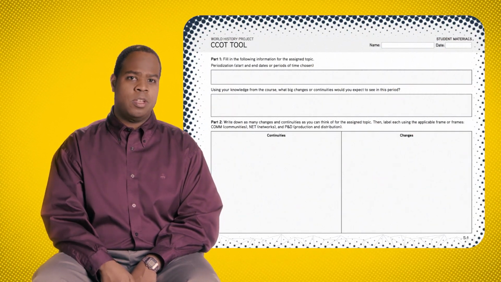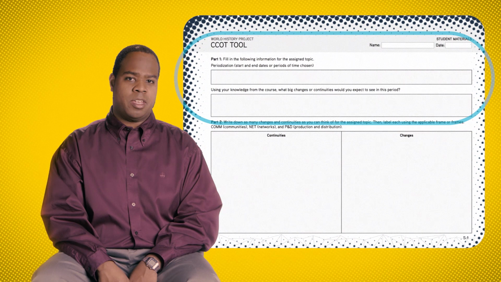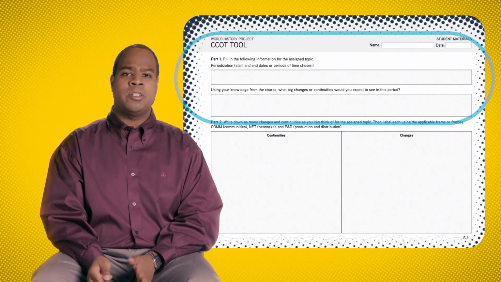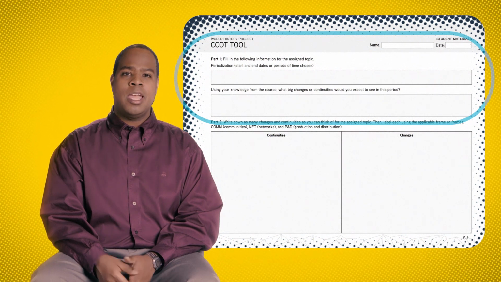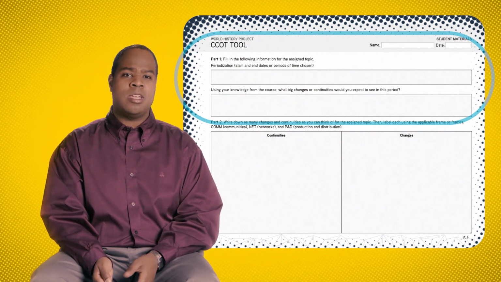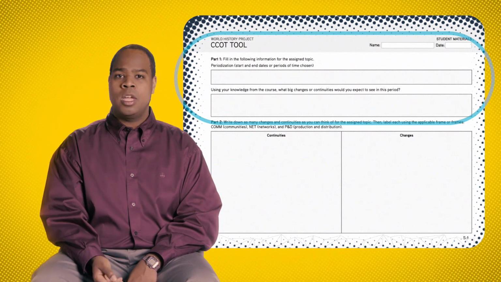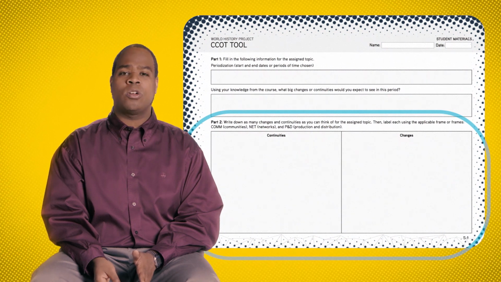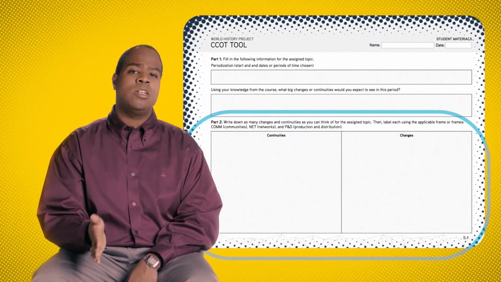The first part of this activity should be done in small groups. The initial step of the tool is quick and orients students to the task at hand. They simply note the periodization of the topic they're exploring and make some predictions about the kinds of continuities and changes they think they'll see based on prior knowledge. Next, they will jot down continuities and changes they discover in an article or video and add that to the tool. For CCOT activities, we often use the overview articles, but you could really use anything.